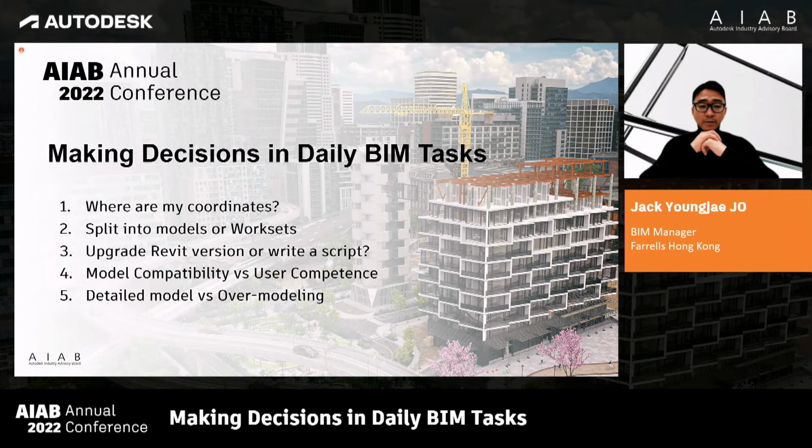Basically, I break it down into 5 topics. Number 1 is where's my coordinates. This is talking about the information procured from the client side. Number 2 is split into models or work sets: the decision whether we make a model split or split into work sets. Number 3 is upgrade Revit versions or write a script. Number 4 is model compatibility versus user competence. And number 5 is detailed model versus over modeling.